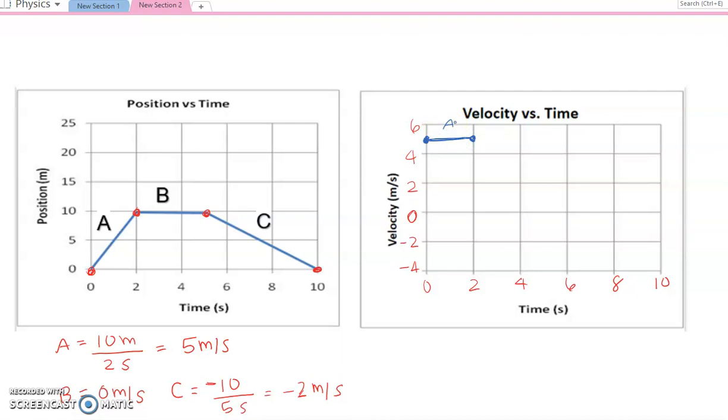For B, I'm traveling at 0 speed, and I do that for 3 seconds. So from 2 all the way to 5, I have 0 speed, or velocity, I'm sorry. And I'll connect that with a dotted line. Last but not least, for the last 5 seconds, I'm traveling at a velocity of negative 2 meters per second. So from 5 to 10, I have a flat line at negative 2. That's your translation of position versus time into velocity versus time for this graph.